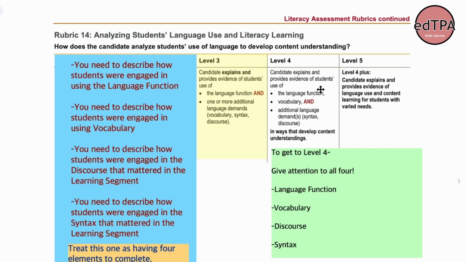Candidate explains and provides evidence of students' use of, so you have to do language function, and you have to do vocabulary, and here you have to do either discourse or syntax. So in level 3 you had 2 requirements, level 4 you have at least 3 in ways that develop content understandings. To get to level 4, give attention to all 4, the language function, vocabulary, discourse, and syntax. That takes you to level 4.